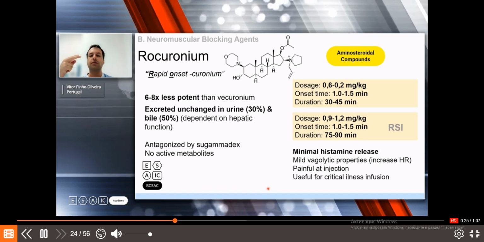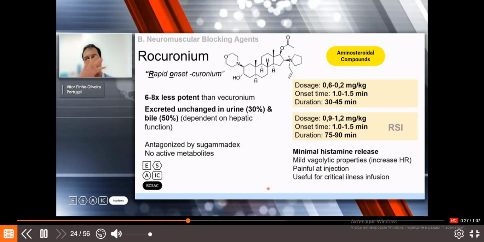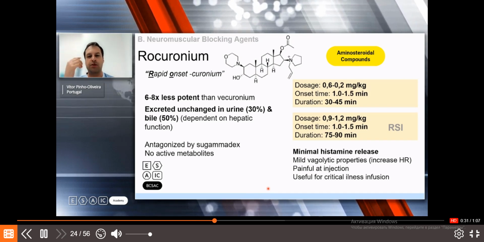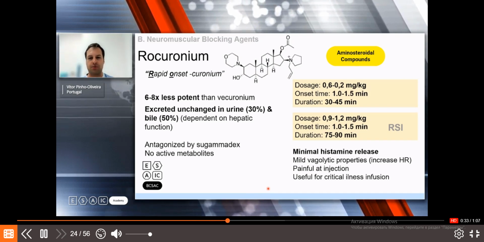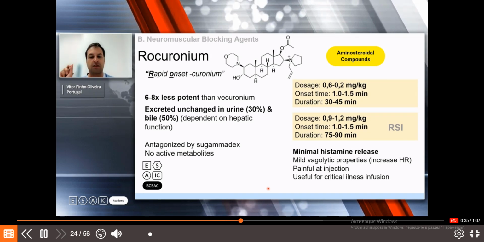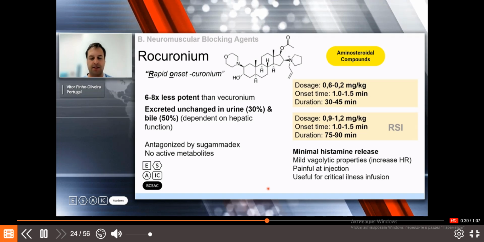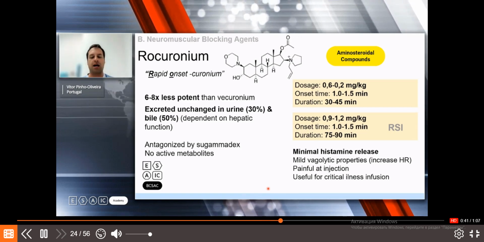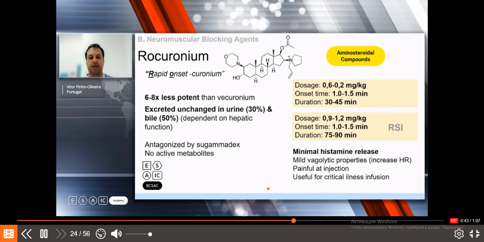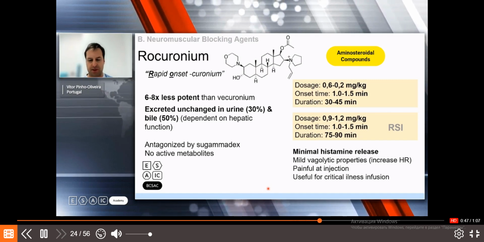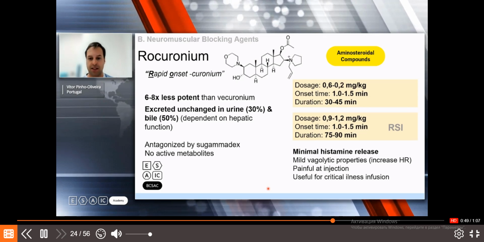We have two dosages, the one for a normal onset time, 0.6 milligrams per kilogram, with this onset time, but if we need a rapid sequence induction, you can double the dose, and we have a shorter onset time, and we can use it in the case of a rapid sequence induction.